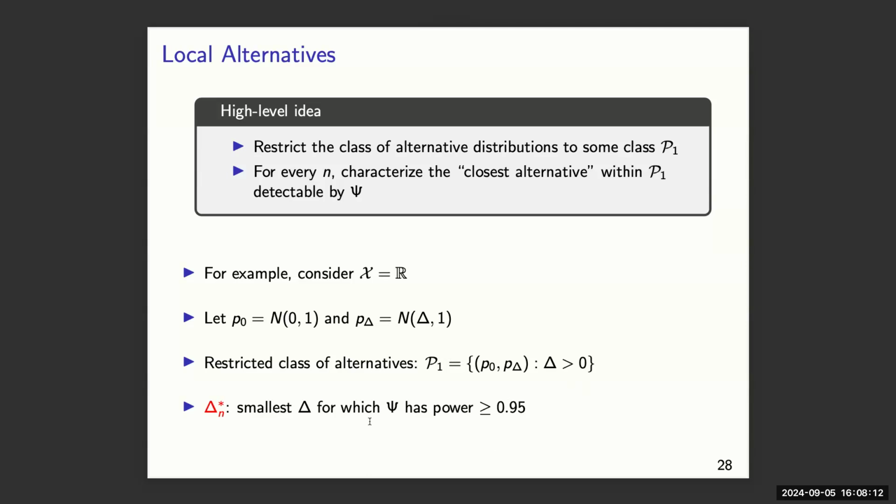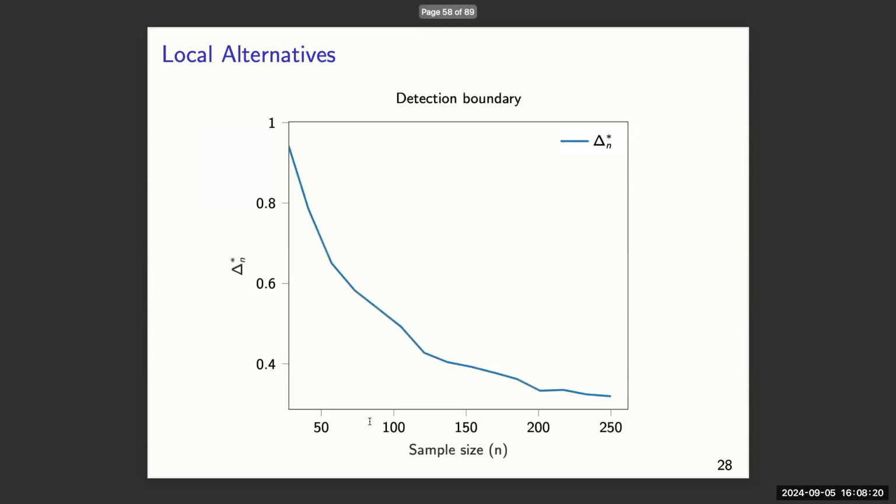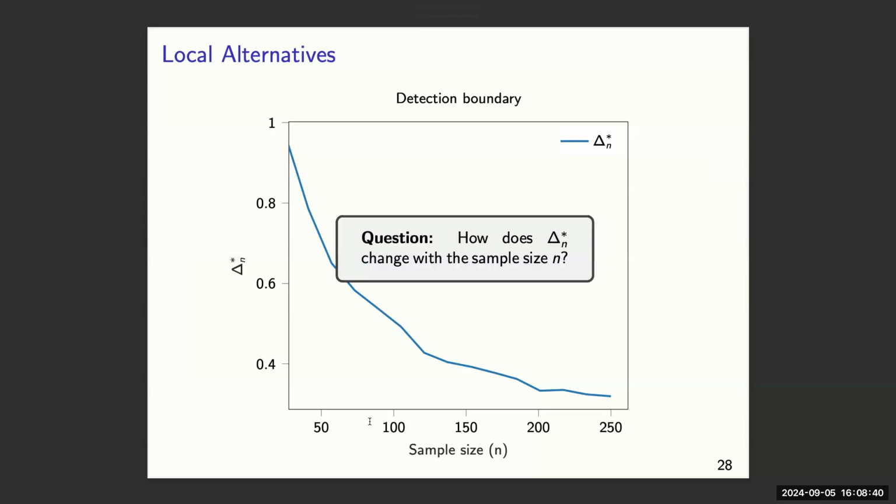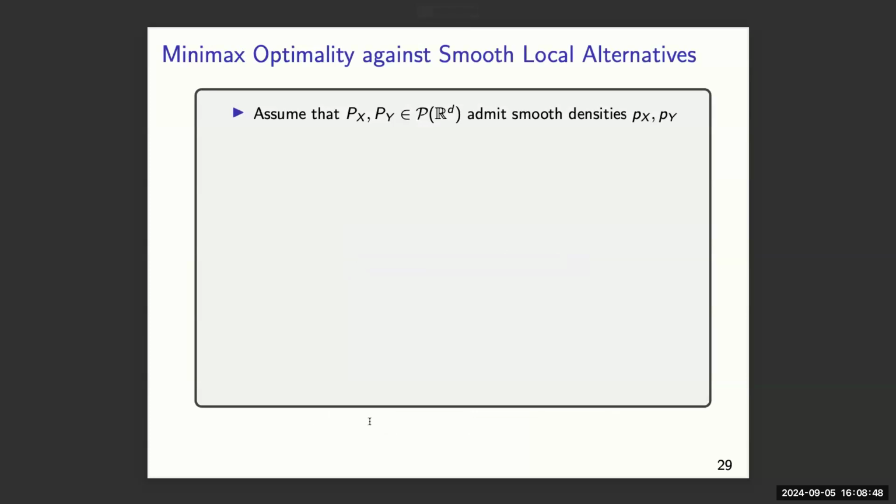For any sample size n, what is the smallest alternative which our test can detect with, let's say, sufficiently large power? How does this behave? Here are some empirical results on the same problem. I plotted delta star n as sample size n increases. This denotes the detection boundary: below this boundary you cannot really detect with high enough power, and above it you can detect with sufficiently large power. We want to understand how this boundary behaves with the sample size n, probably for a larger class than the Gaussians, and that is the main result.